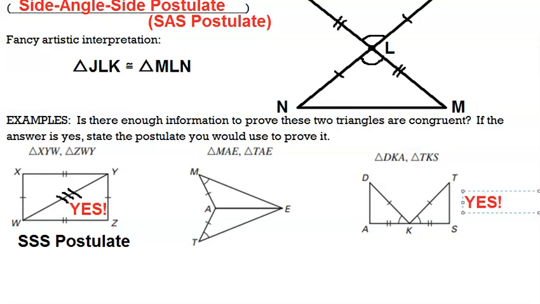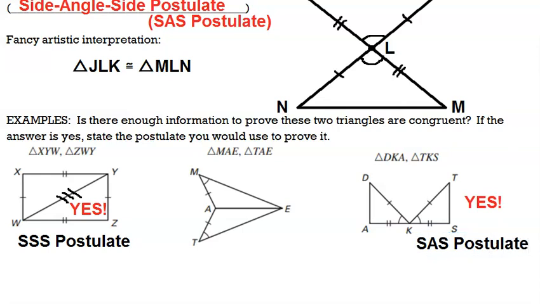This time around, if you follow the order D, K, A, so D starts here, and then we follow along the side that has one marking, then we hit the angle that's marked, and then we go to the side that has two markings. Now, if you were to look over here at TKS, then you've got one marking, the angle, and two markings. Sure enough, they check out. So the answer would be yes, and in this case, the reason why it would be yes would be because we have two sides and then the angle in between this time. So this time, instead of side, side, side, it would be side, angle, side.